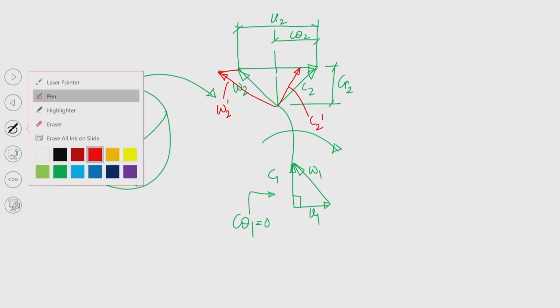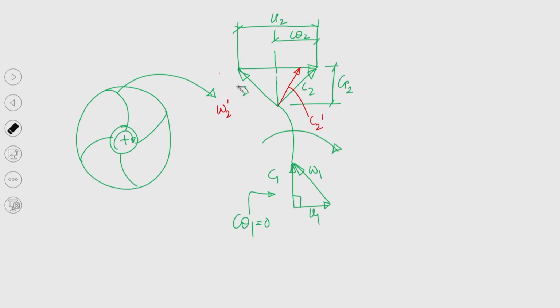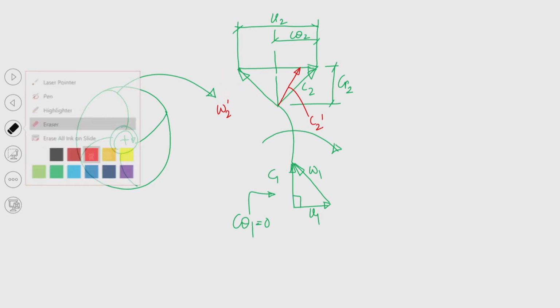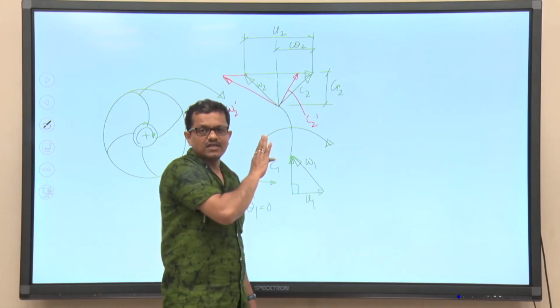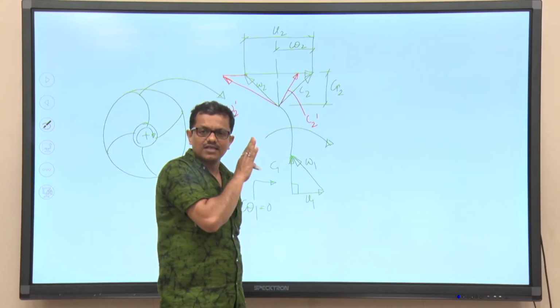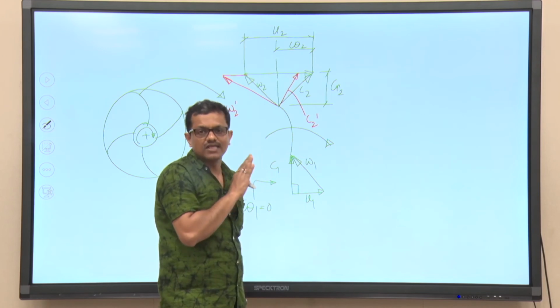So if I erase this and draw more clearly, this will be W2. So this is W2, right. Now it is very easy. We have understood that we should consider the effect of slip because it is given in the problem statement, though it is not explicit.